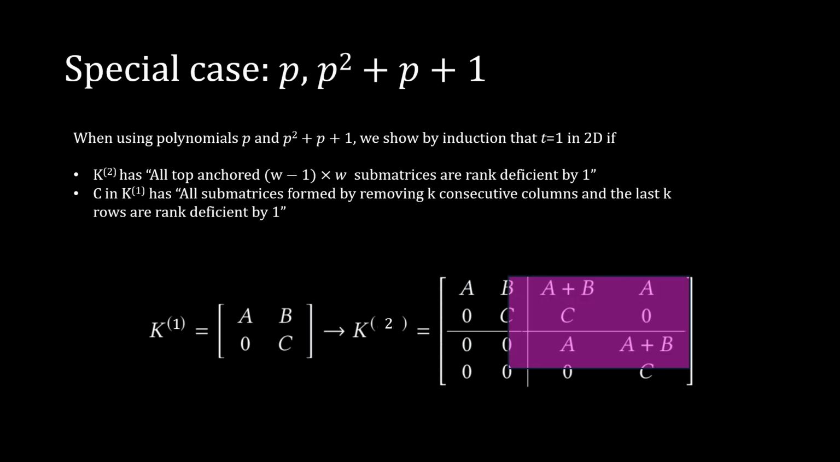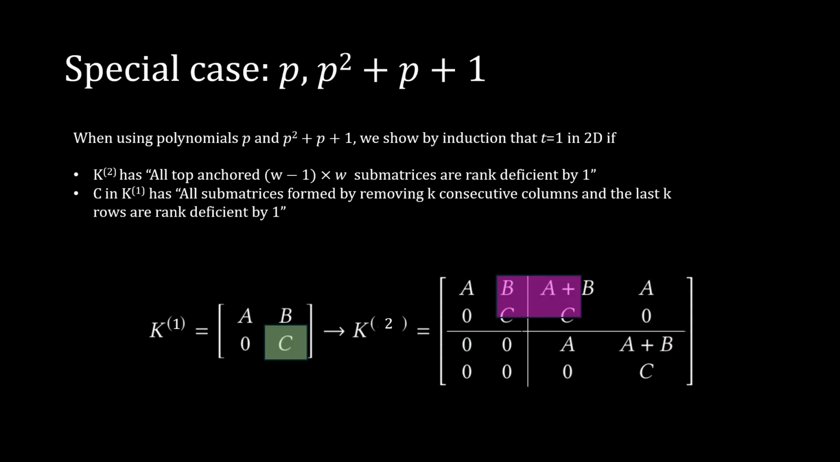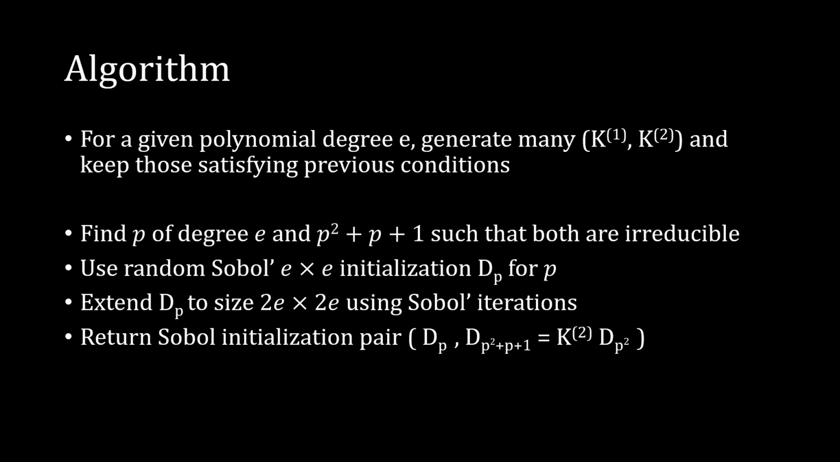Finally, we show by induction that, under the following conditions on the first iteration of our recursive characteristic matrix construction for polynomials p and p squared plus p plus 1, the resulting sequence has t equals 1. We then develop an algorithm benefiting from this result that can produce many such pairs of 2D Sobol sequences.